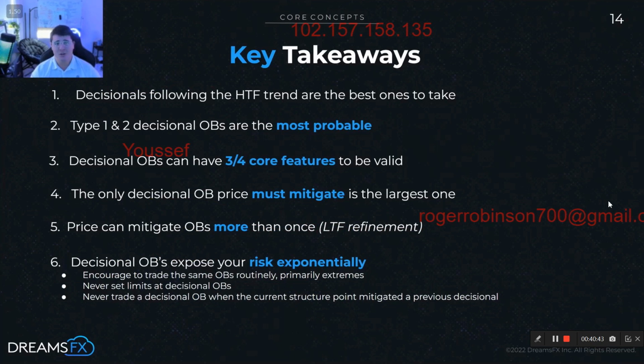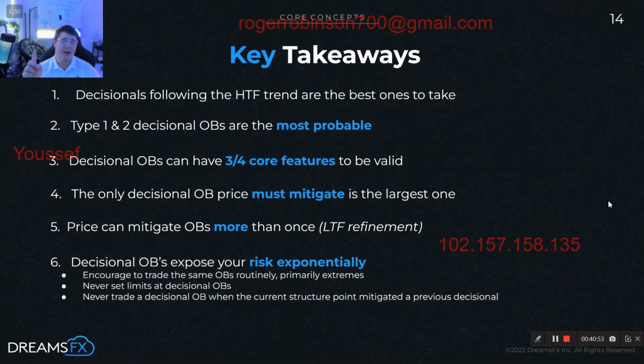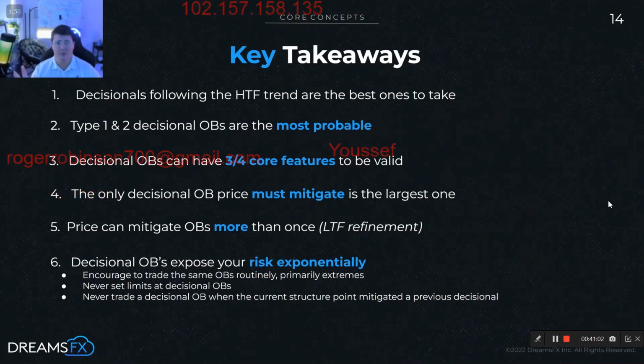The next step that you need to make sure of is, before you say, oh, the decisional is the end all be all, look at that higher low and look to the left to see what it mitigated. If it reacted from a previous decisional and went higher, never take a new decisional where the structure point of the current range mitigated a previous decisional. And I'm using my hands like I'm doing sign language. That will be something I'll be covering later on.